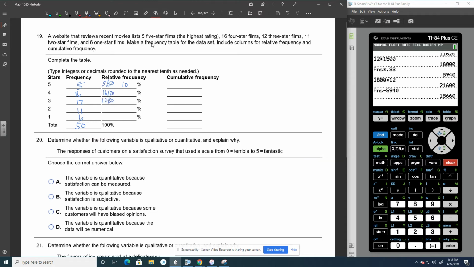And then the cumulative, you add them up as you go. So this is 5 so far. For 4 stars, we take the 4s and the 5s, add them together to get 21. We add the 12 now to get the 33, and so forth.